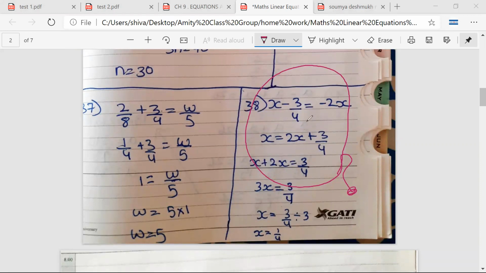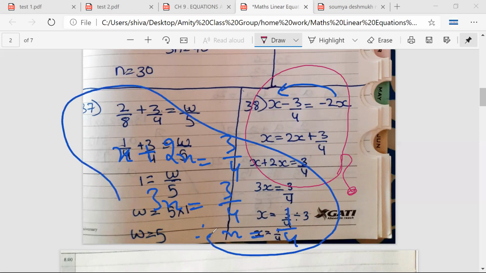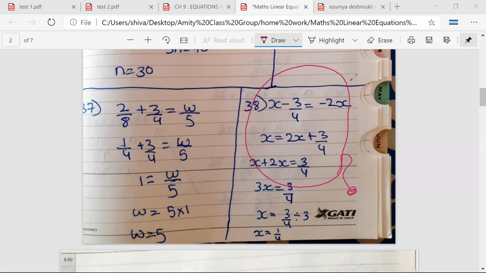So x is equal to 2x plus 3 by 4. Okay, that is done. After that, what is this mess happening? Sanu ji, have you understood? Yeah, it should have been x minus 2x. There is some problem here. So this should come here. This should be x plus 2x is equal to 3 by 4. 3x is equal to 3 by 4. Therefore, x is equal to 1 by 4. Sanu ji, is it okay? Yes, sir. So just one step was wrong.